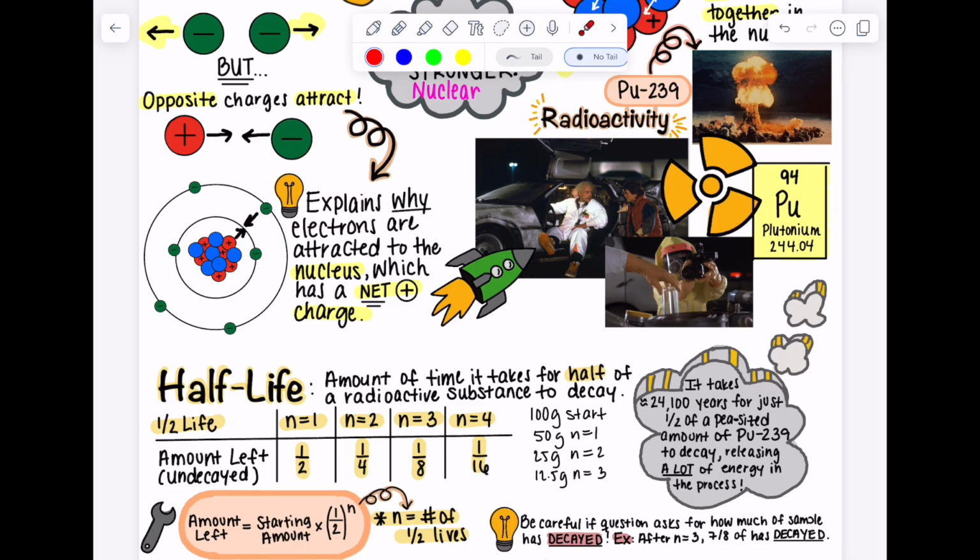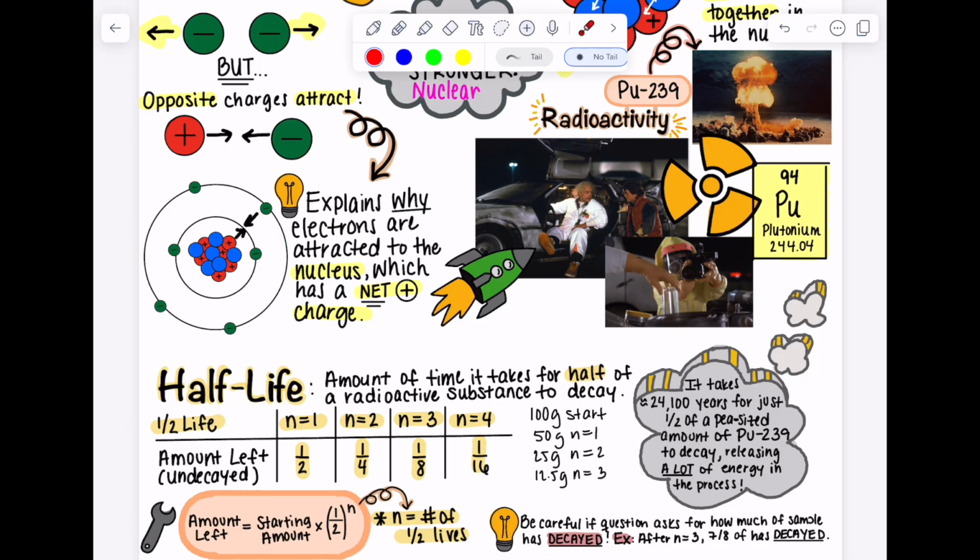And remember from our last lesson about isotopes. Isotopes have the same number of protons and electrons, but different number of neutrons. So you can have plutonium-239, plutonium-240, plutonium-244, different isotopes, different mass numbers, okay? The isotope we care about today is plutonium-239, the one used in nuclear reactors and atomic bombs.